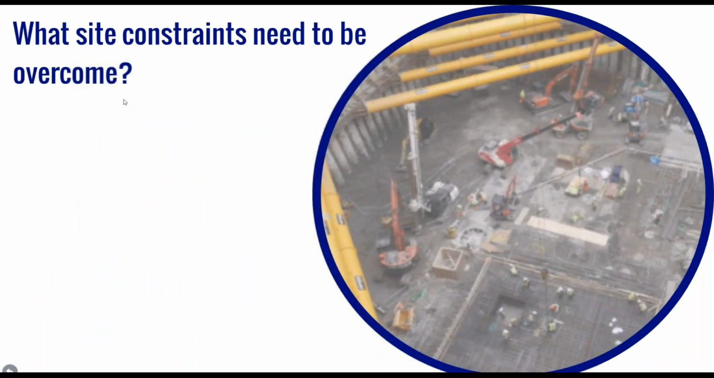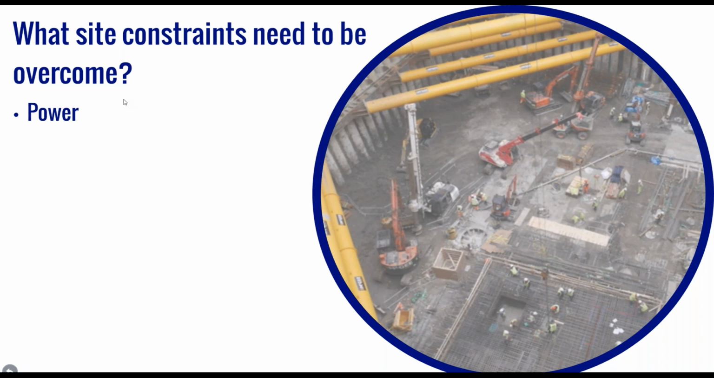Moving on to site constraints, there are 3 Ps that are common potential issues that we need to address on most sites. The first is power. The most effective way to ensure that data is monitored continuously on the site is to provide mains power to the monitors. Most monitors available are capable of running off either 240 or 110 volt power, and we would always recommend that 110 volt power is used wherever practicable for health and safety reasons.